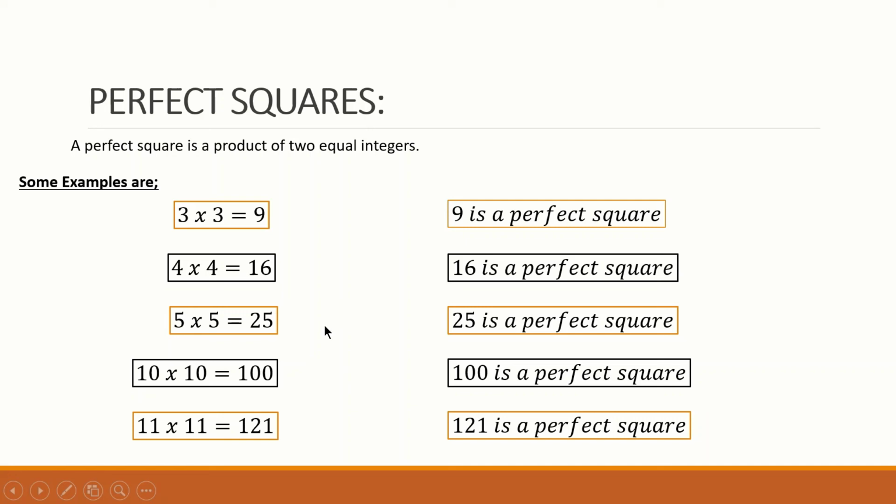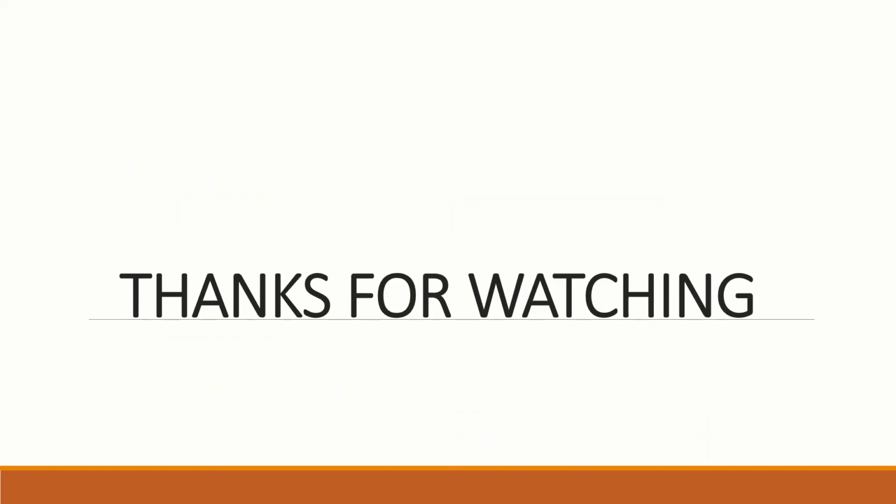So all these are perfect squares. We have a lot of perfect squares. When two equal integers give a number, that number becomes a perfect square.